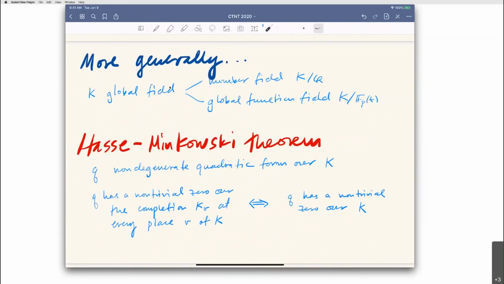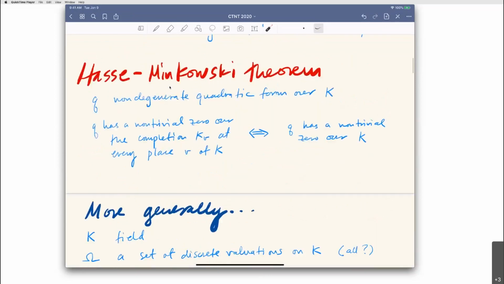And in fact, it's more generally true: you can replace the rational numbers by any global field, so a number field or a global function field, meaning a finite extension of Q or a finite extension of F_p(T). These are the types of fields that come up in class field theory. And so you have the same statement: if Q has a non-trivial zero over the completions at all places of K, then in fact Q has a non-trivial zero over K.